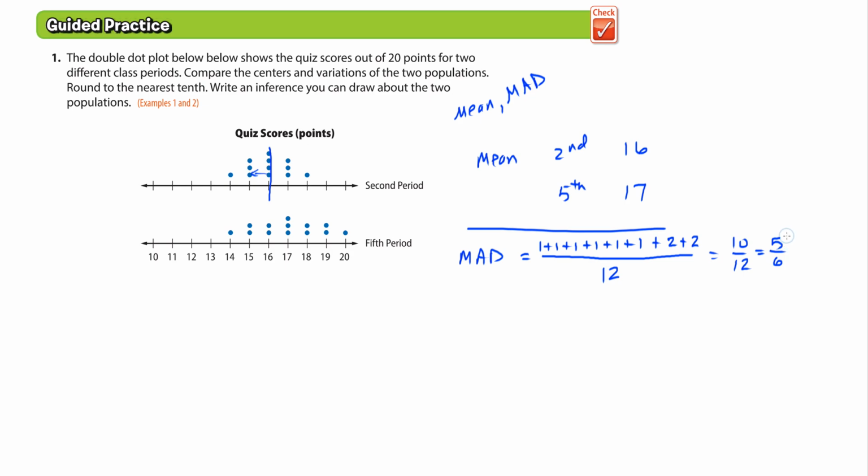Not very much variation there at all. 5, 6, or what is that? 0.83 with the 3 repeating. And that is for second period.